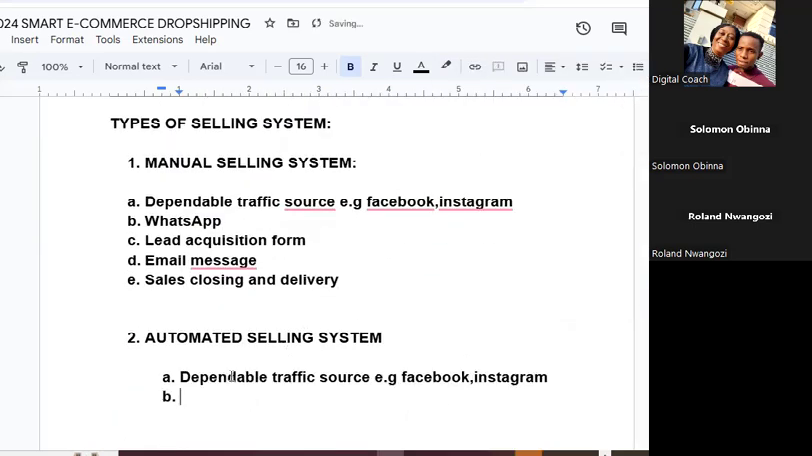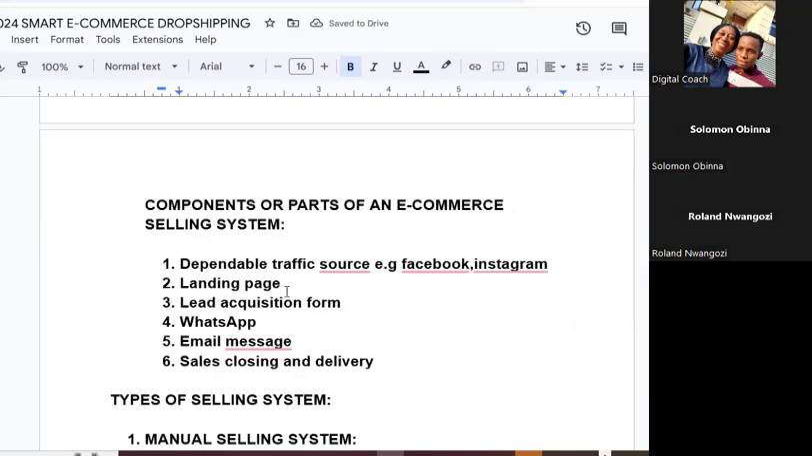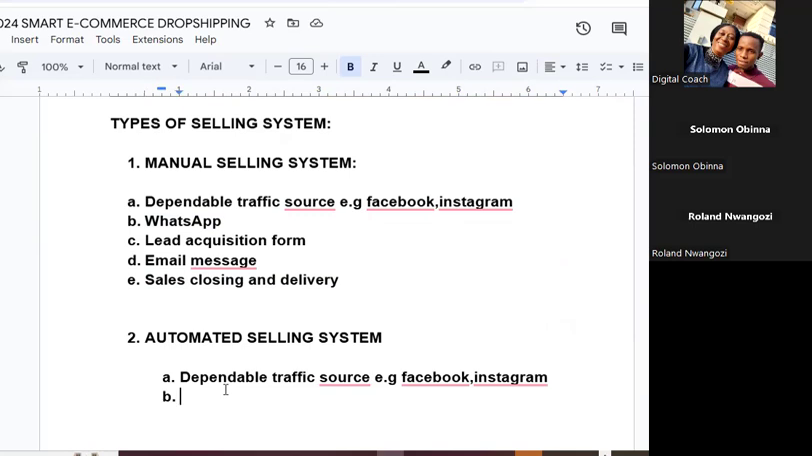You're going to have this. B, you're going to have a landing page. I showed you guys landing pages in our previous class, what a landing page is.